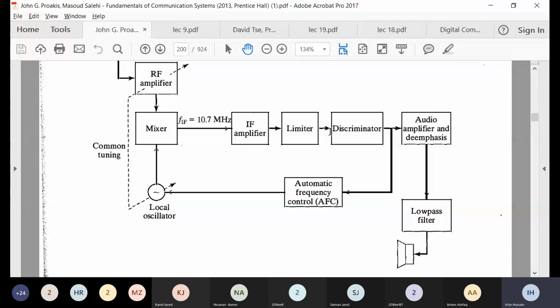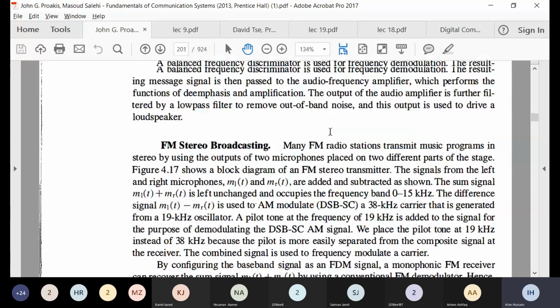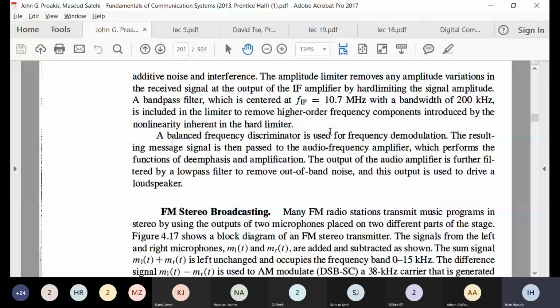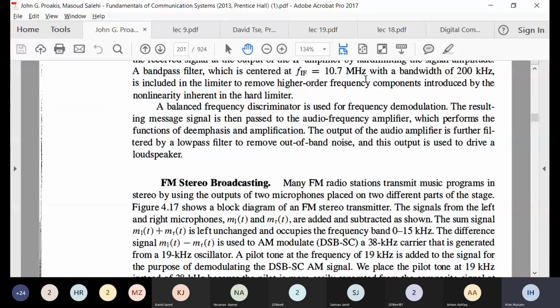And after that, we have a balanced discriminator. It does the function of converting FM to AM. Lastly, you have the audio amplifier, which has de-emphasis. Pre-emphasis was performed: the amplitude of higher frequency components was increased and lower frequency components were decreased at the transmitter. But at the receiver, the opposite will happen. Higher frequencies will be de-emphasized, while lower frequency components will be emphasized. Then we have amplification, and finally the output of this audio amplifier is filtered by a low pass filter to remove out of band noise, and then the output is fed to a loudspeaker.